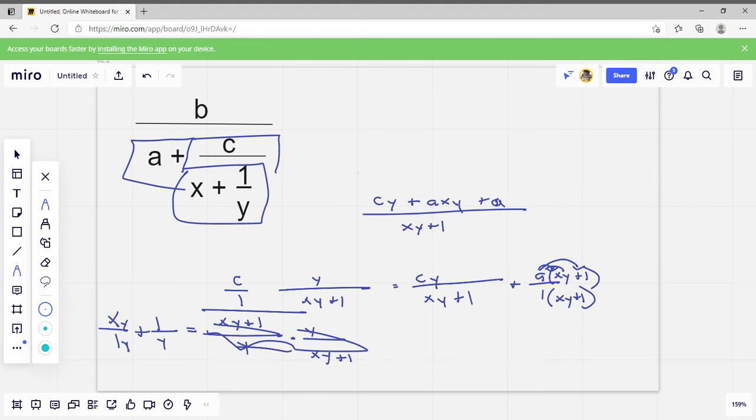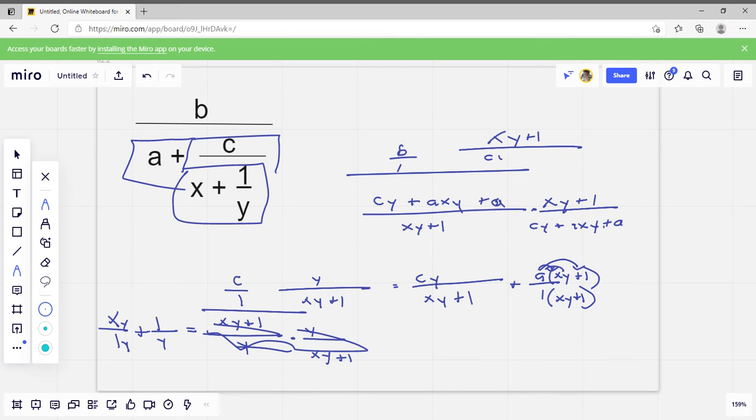Alright, so last thing I have is the whole thing is over b, or b is over the whole thing, and I'm going to change that to b over 1, and then I got to flip this and multiply. Remember, we're multiplying on this one. cy plus axy plus a. Okay, up here, same thing. xy plus 1.